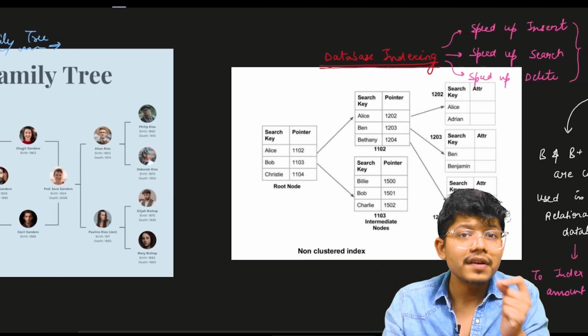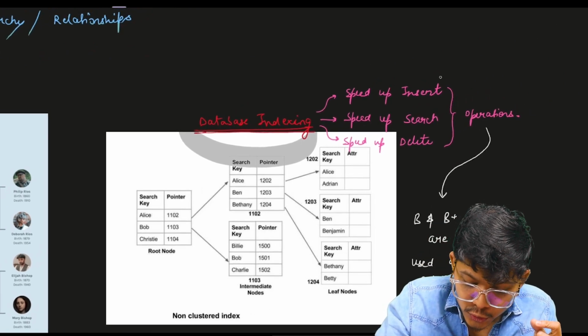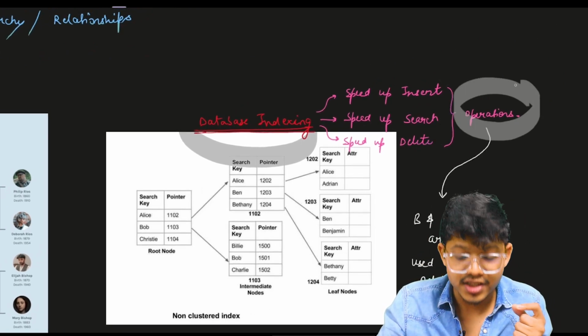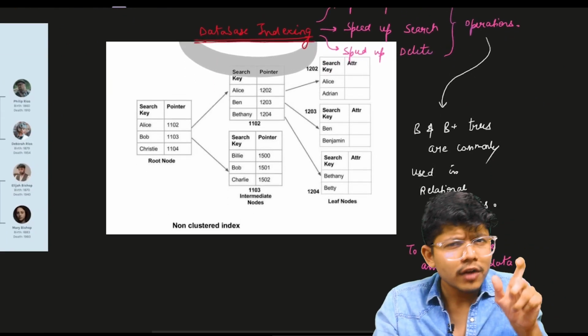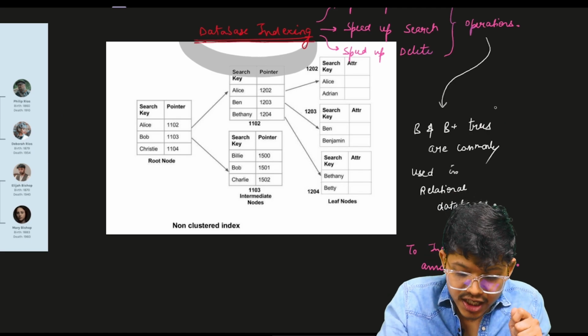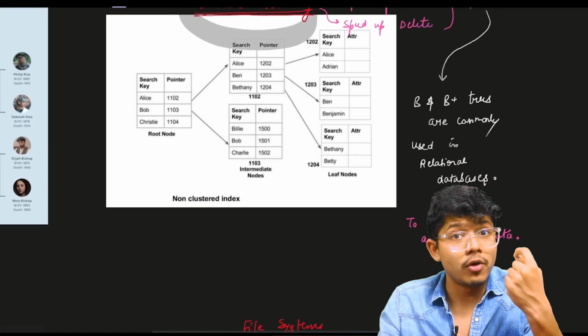In the same way, this tree is used in database indexing, specifically to speed up the insert, the search, and the delete operations. And specifically, you must have heard of the terms B tree and B plus tree. These are commonly used in relational databases, specifically to index and speed up operations on large amounts of data.